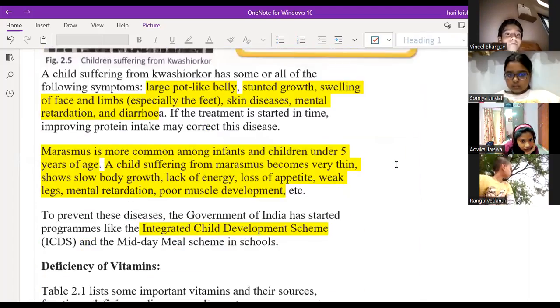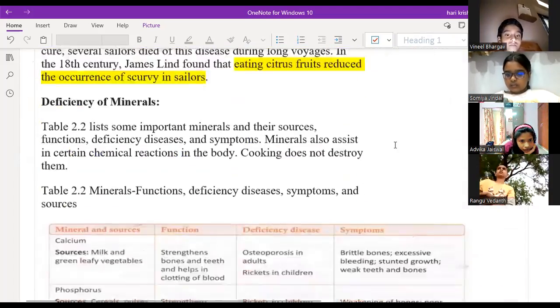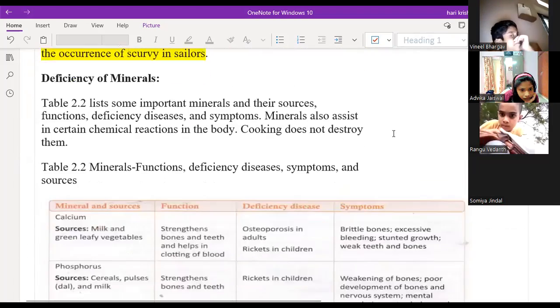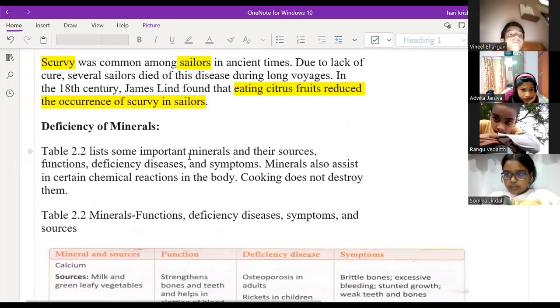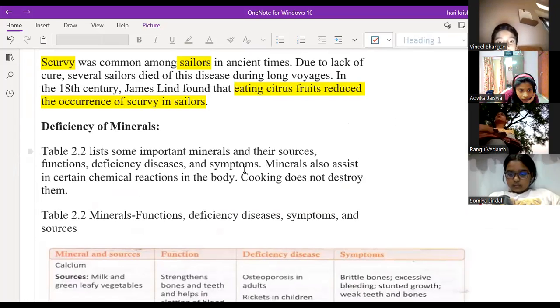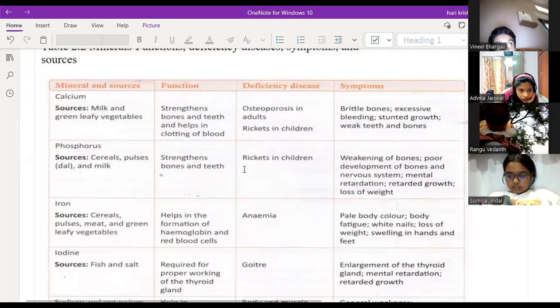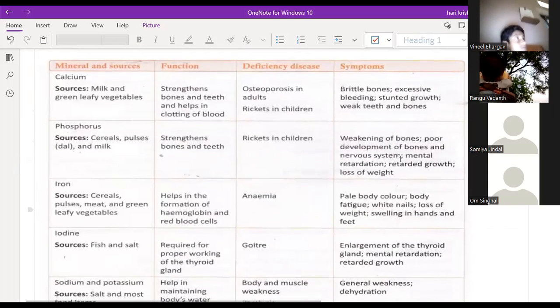What are the macro minerals and the trace minerals? Now we'll study about these things. So the first one is calcium. I'll give one chance to each and every one. So first we'll start with Tanvi.